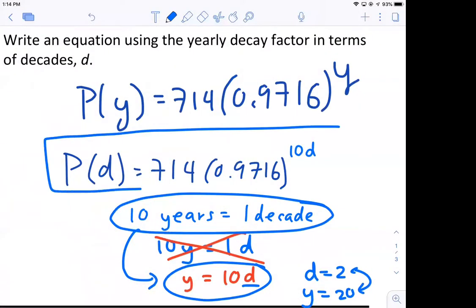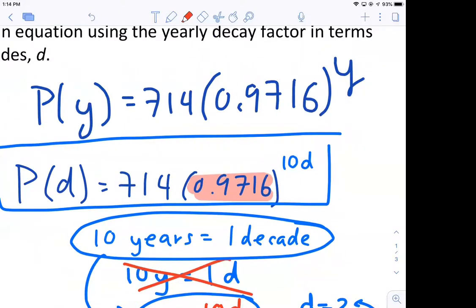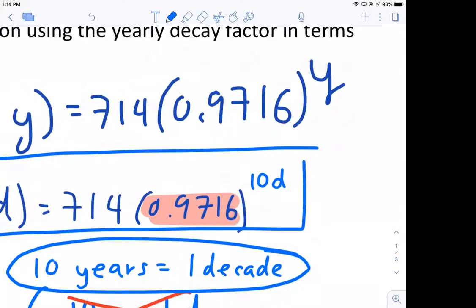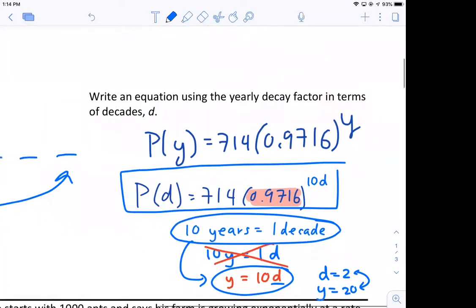That's the equation using the yearly decay factor, right? Yearly decay factor was 0.9716, right? And then instead of y, we just replaced it with 10d. So now it's in terms of decades rather than in terms of years. All right, cool.